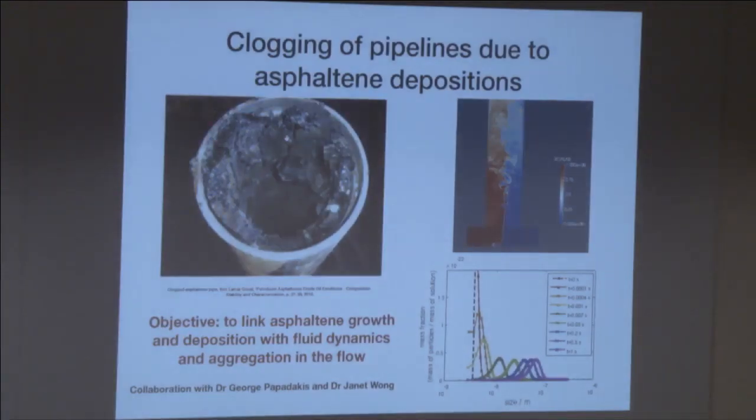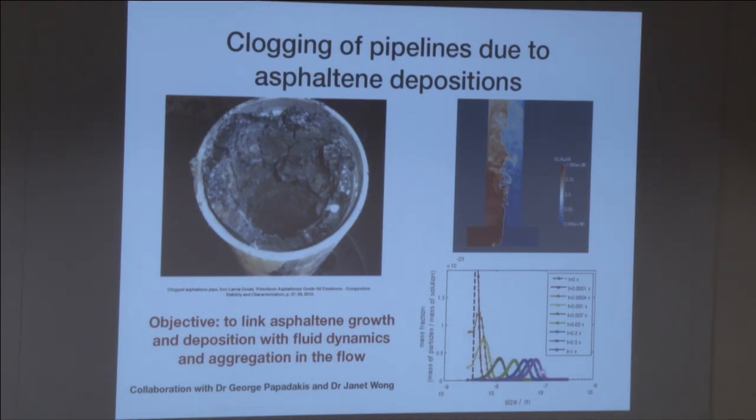And the final example here is a collaboration with both Dr. Papadakis and Dr. Janet Wong, the clogging of pipelines due to asphaltene depositions. Now, asphaltene is a compound that has a very similar structure to soot. And what happens is that due to aggregation of asphaltene, you get these structures that clog the pipe and can cost millions because one would have to stop the operation and clean the pipe.